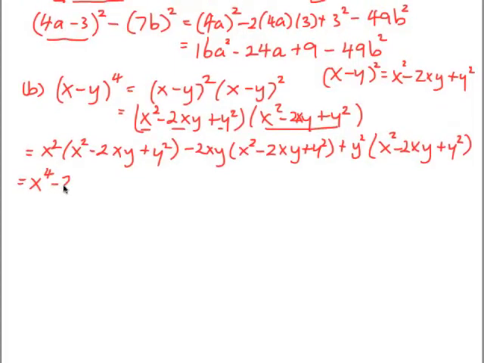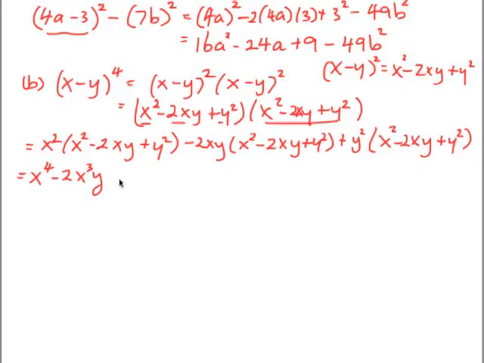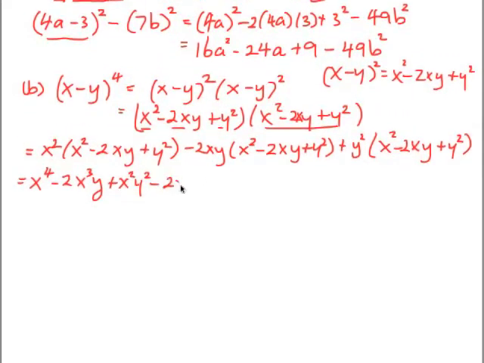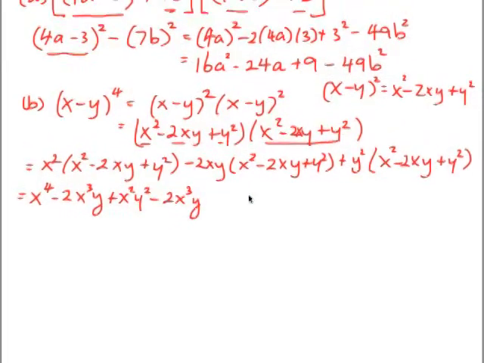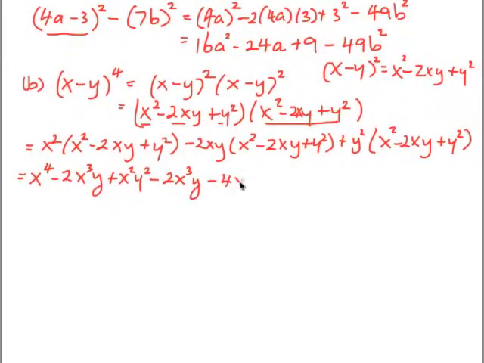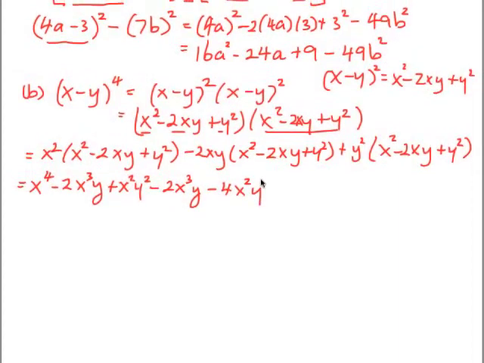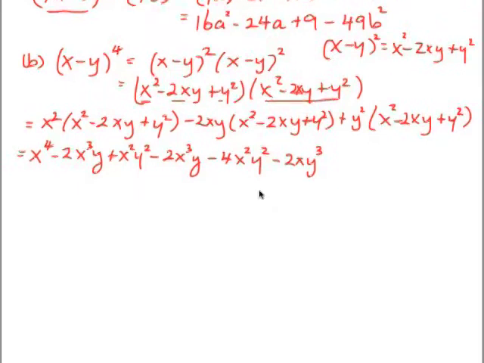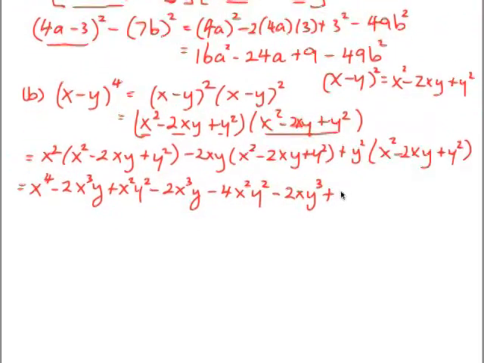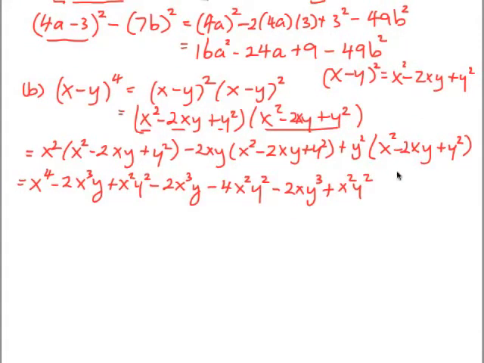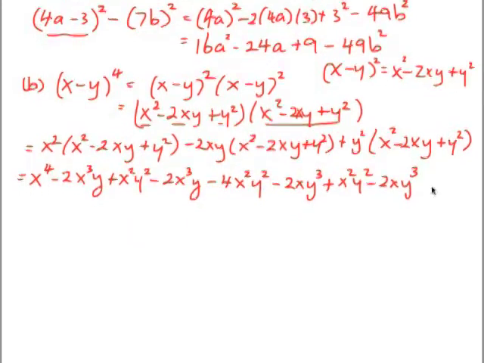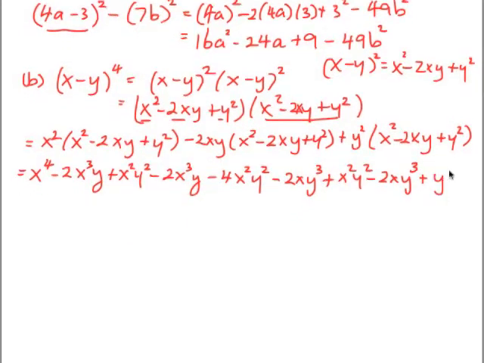x to the 4 minus 2x cubed y plus x squared y squared, minus 2x cubed y here, plus 4x squared y squared, yes, and now minus 2xy cubed. And then the final term here will be x squared y squared minus 2xy cubed plus y to the 4.